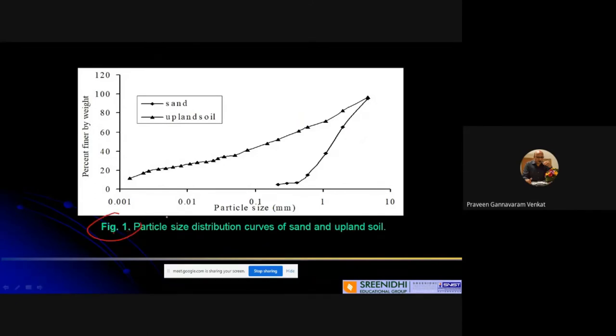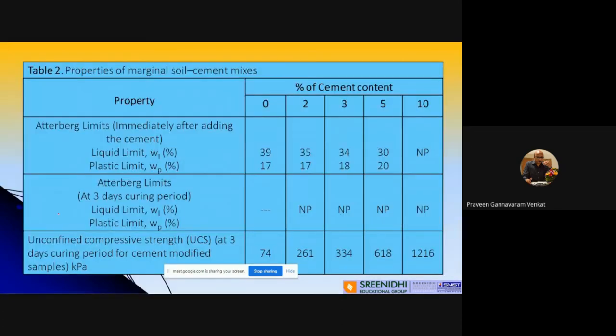So any graphs or any plates, you have to give some titles. Table, always the table should be indexed. So what is the purpose of this table in one or two sentences? The font style should be uniform. So that is also most important.